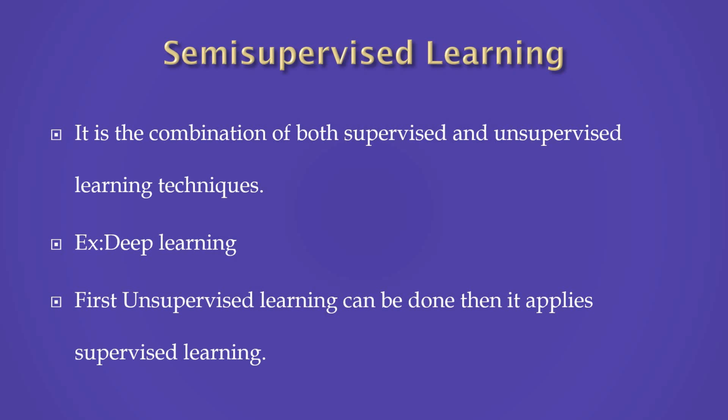What is the meaning of semi-supervised learning? It is a combination of both supervised and unsupervised learning. Here, a very good example is deep learning. Okay, here what we need to observe is, first of all, it does unsupervised learning. That means it groups the various kinds of different data items based on distance or based on similarity.